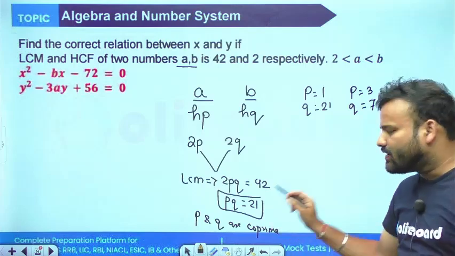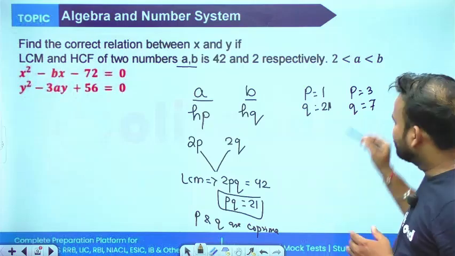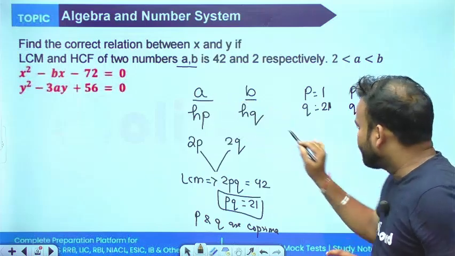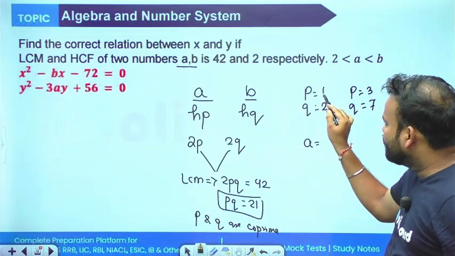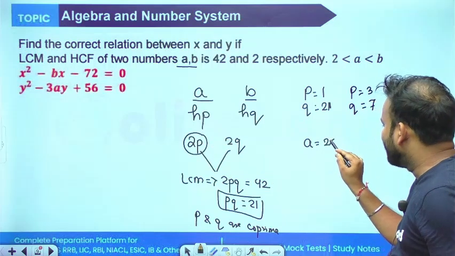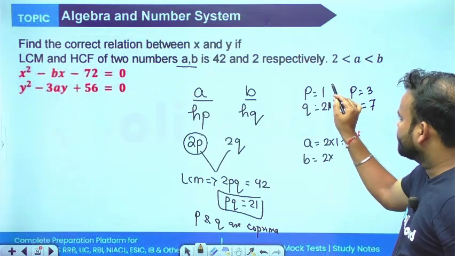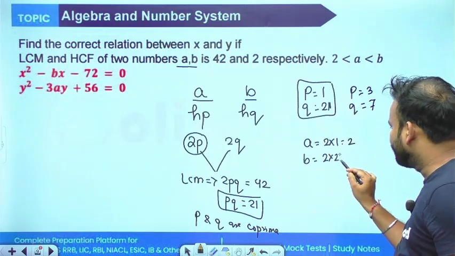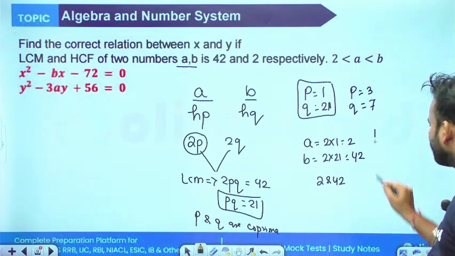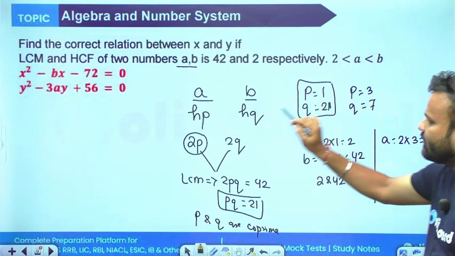No possibilities are there other than this. 1 and 21 are co-prime to each other, because they have the highest common factor as 1, and 3 and 7 are also co-prime numbers. Fine. So we got the values of P and Q. So A can be 2 into P. Putting P as 1, that is 2. And B is 2 into Q, that is 2 into 21, that is 42. Either the numbers will be 2 and 42, or A is 2 into 3, that is 6.